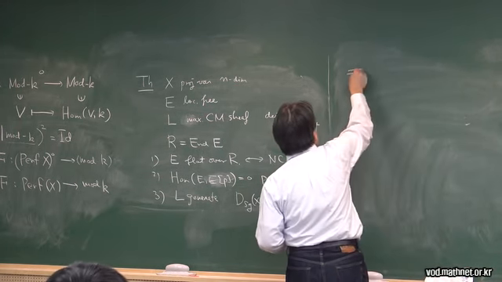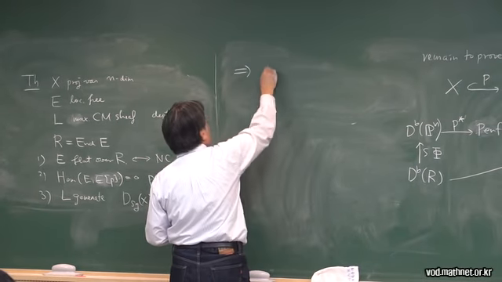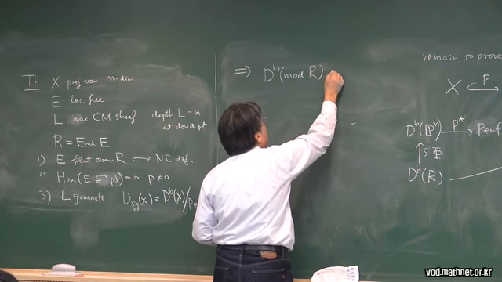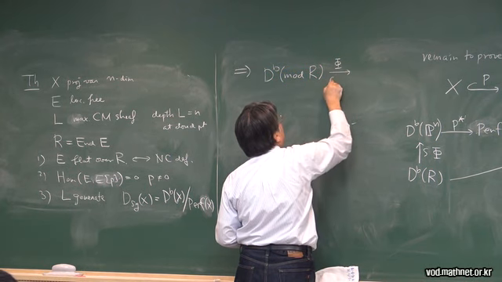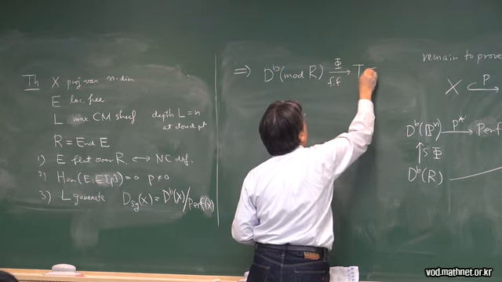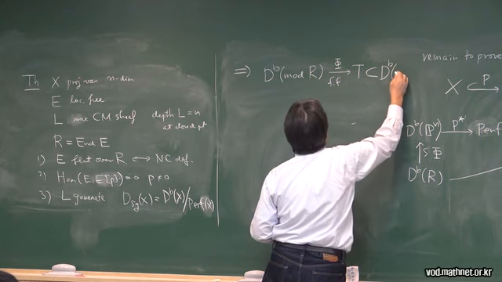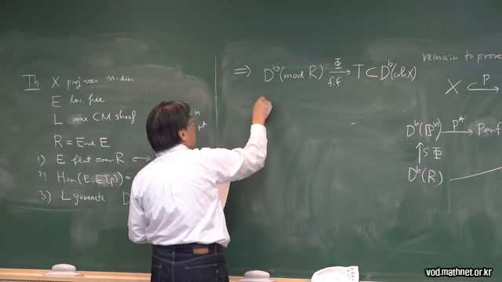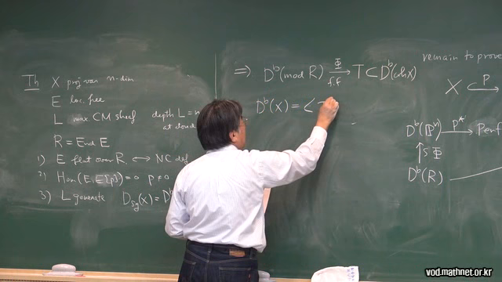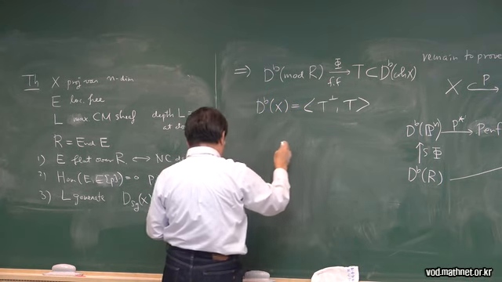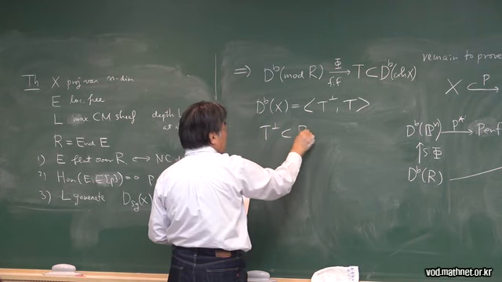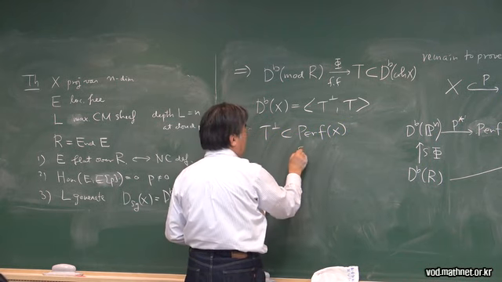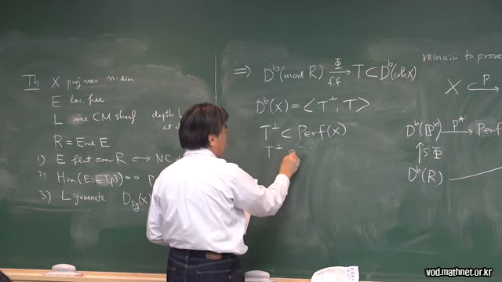And then, D^b of mod R, there is some fully faithful functor to T inside D^b of coh X. So T is the image, and D^b(X) has a semi-orthogonal decomposition like this, and T perp is in perfect complexes, and this is saturated. So this T perp is saturated.